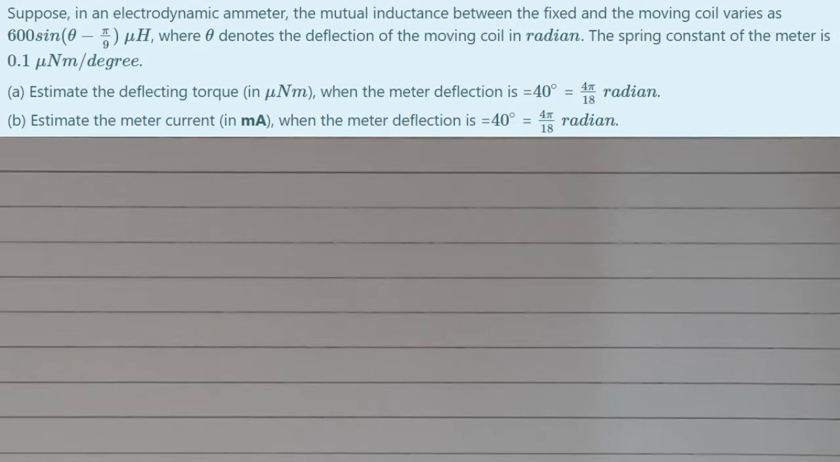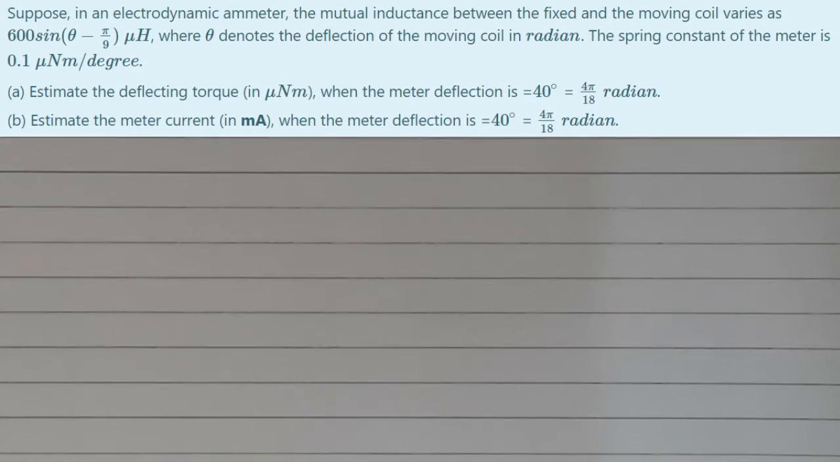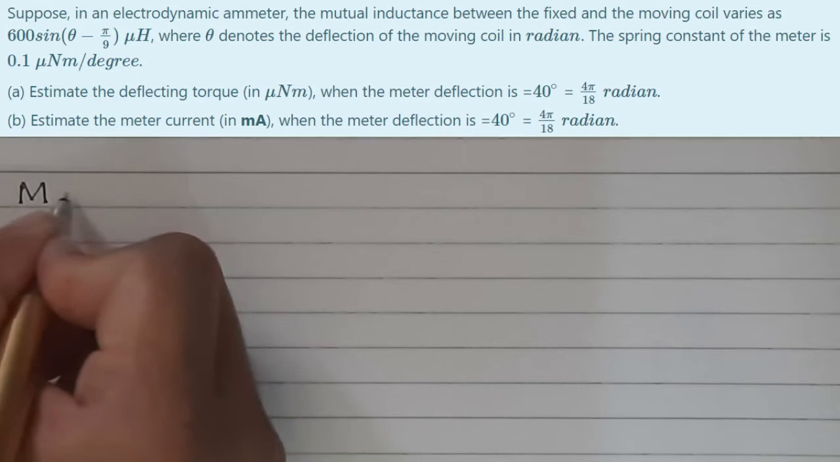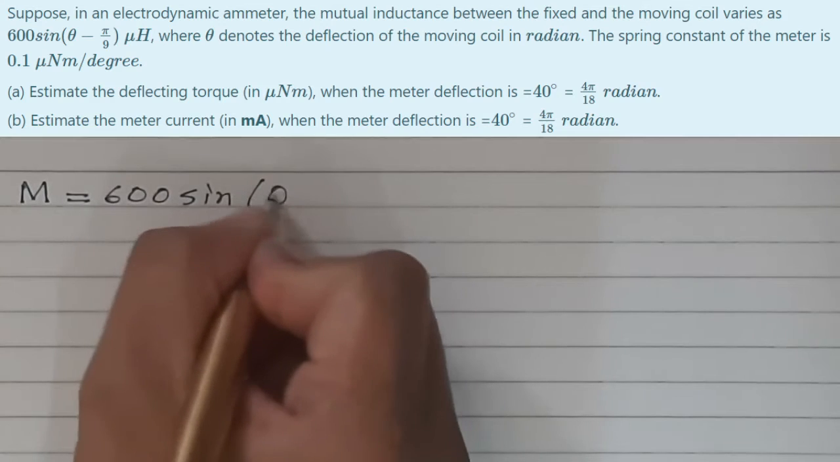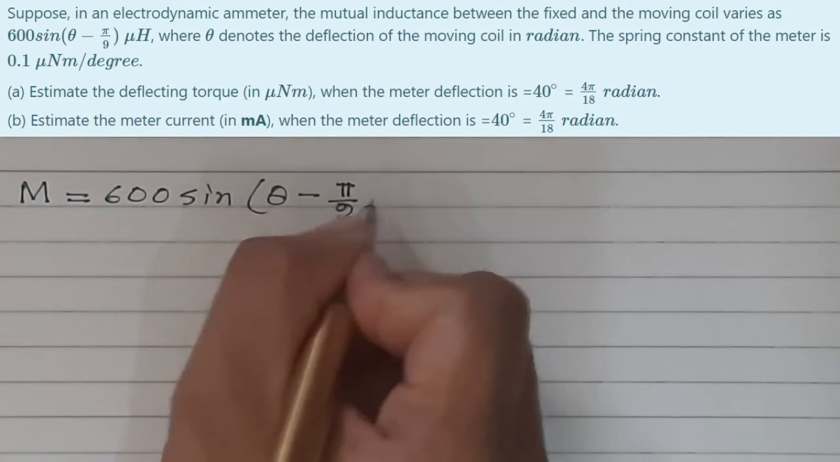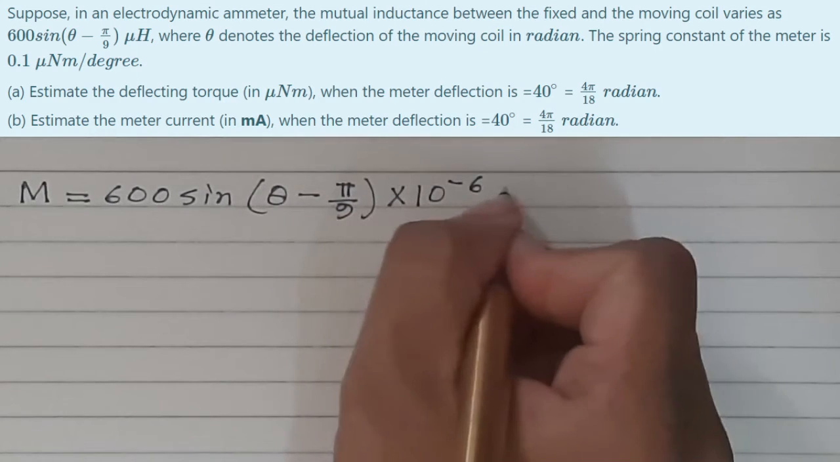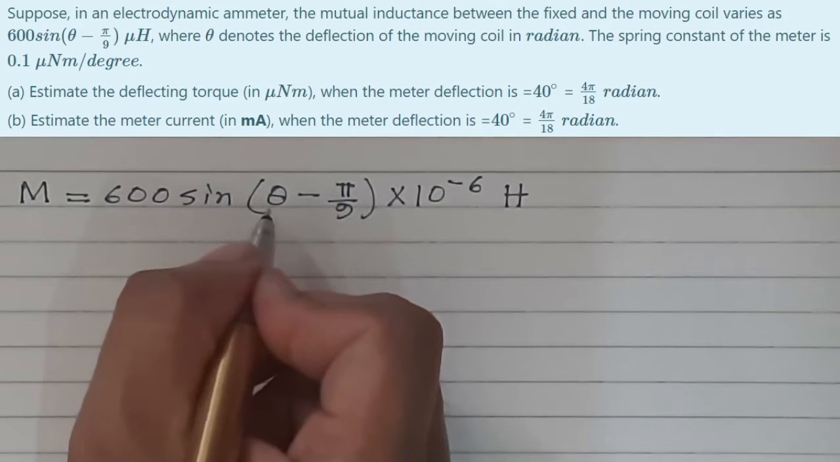Let us read the question here first. Suppose in an electrodynamic ammeter, the mutual inductance between the two coils, fixed and moving coils, varies as this function: M equals 600 sin(theta minus pi by 9) microhenry. So this is multiplied by 10 to the power minus 6 in Henry, where this angle theta is in radian.